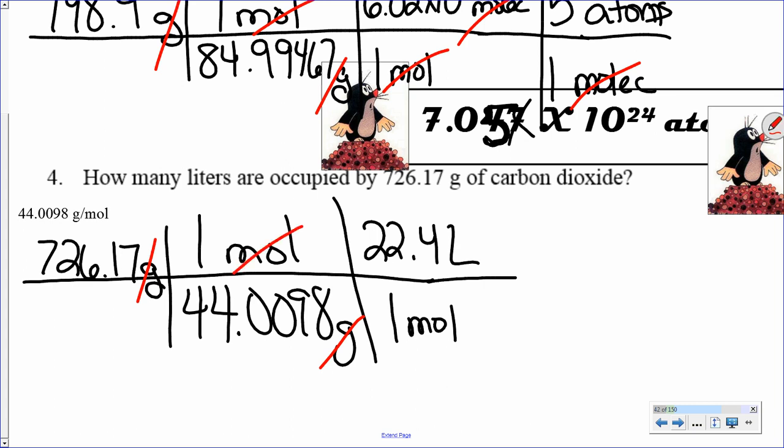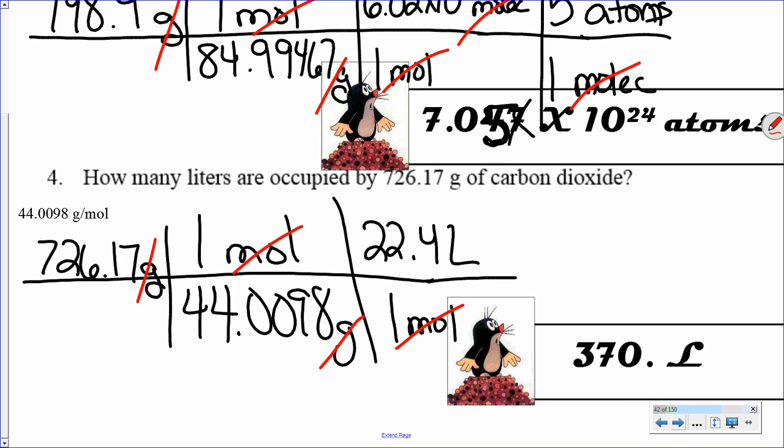We're going to go ahead and cancel our moles. So this is going to be 726.17 times 22.4 divided by 44.0098. And this should round to 370 liters. Please notice that decimal there to give me my 3 sig figs that I should have in my answer for this.